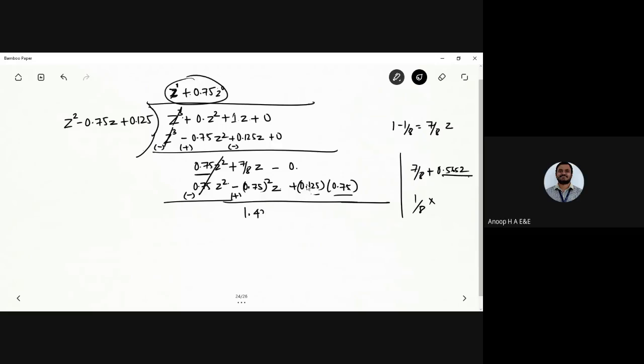1.4375 z. Correct. Is it right? Yes. Next one. So this is plus here. I am changing the sign here. Minus 0.125 into 0.75. 0.09375.